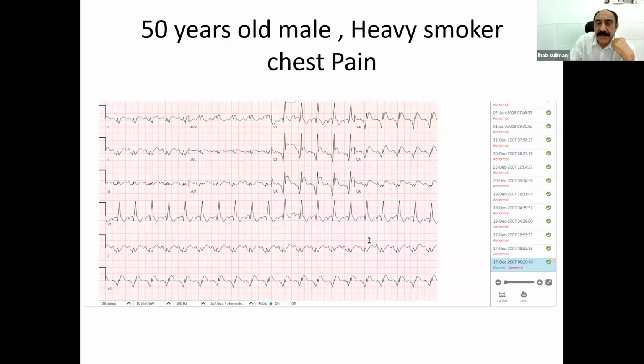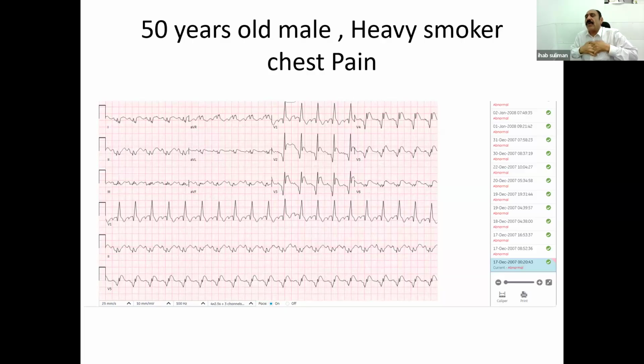Everybody, we resume our ECG scenarios with this short history. This is a 50 year old male who is a heavy smoker. He presented to the ER with chest pain.